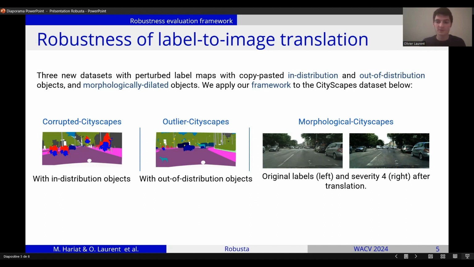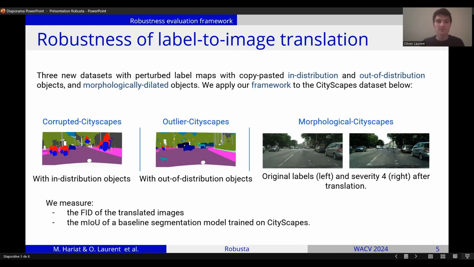So when we have done this, what we do is that we measure both the FID of the translated images, the Fréchet Inception Distance, and also the mean intersection over union of a baseline segmentation model trained on Cityscapes. So if the translation is good, we expect this intersection over union to stay relatively high.